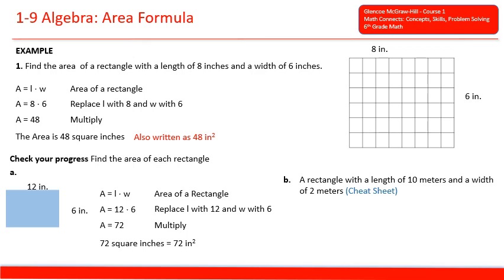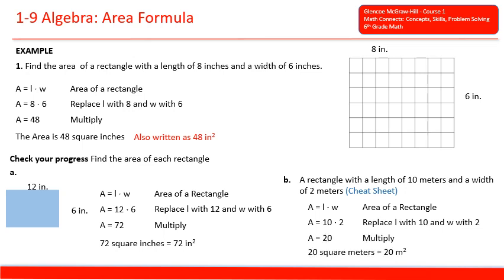A rectangle with a length of 10 meters and a width of 2 meters. So area equals length times width, or A equals L times W. A equals 10 times 2, because we replaced L with 10 and W with 2. So area equals 20, and it's 20 square meters.